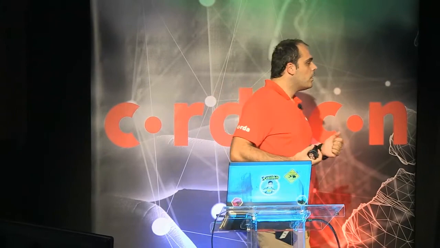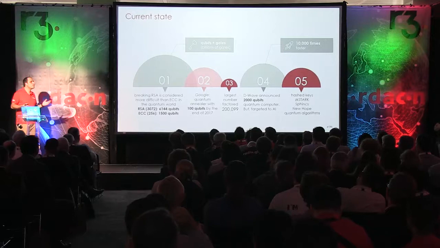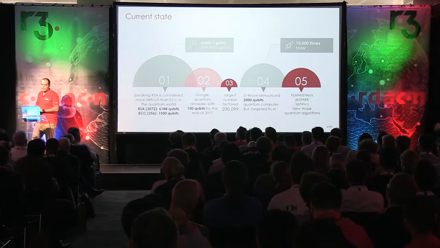This is 10,000 times faster than conventional algorithms. There is still some work to be done on error correction. But what can we do? Okay, let's say by 2025 or 2030, we have the quantum computer. What's happening with our current infrastructure and transactions?